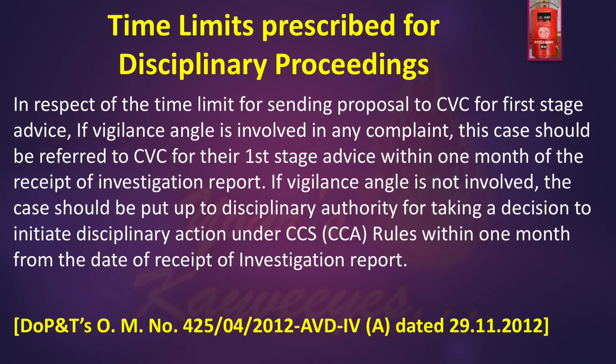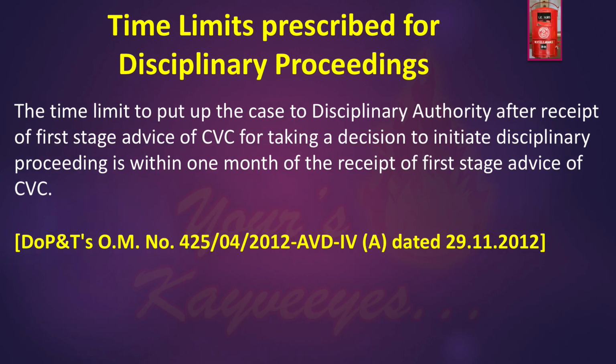Nowadays, even for issuing the charge sheet, they are protracting year to year. But as per the rule, when the investigation report has come, the disciplinary authority has to decide whether it can be proceeded or not within 30 days. That is, within a month he should decide. This is as per DOPT orders dated 29/11/2012.